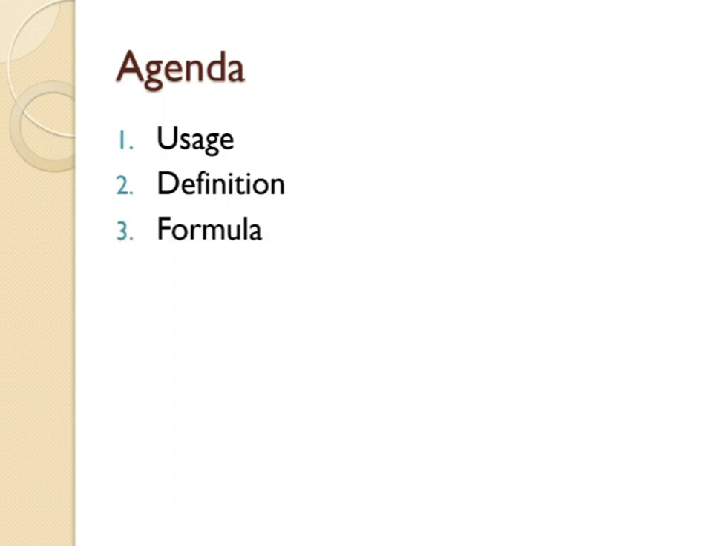Friends, the agenda consists of 6 topics that we will be going through in a couple of minutes from now. First is usage. We will talk about when this tense is used. We will derive a simple definition from the usage. We will see the formula of all those sentences that are in the present perfect continuous tense.